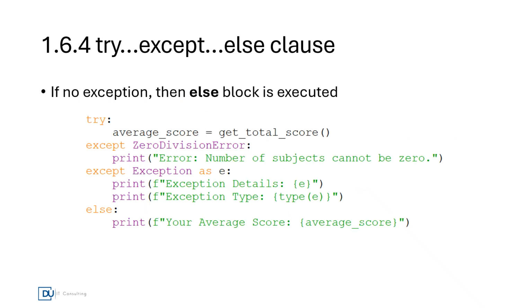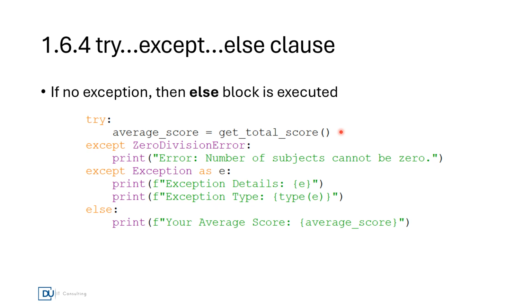Try, except, and else clause. So we'll see a slightly different variation of the code that we wrote, here on the screen. The variation you will see is that there is an else block now available after the except block, and this line, which was previously after the average score line, is moved into the else block. This is because the else block is executed if there is no exception, and this line has to be executed only if there is no exception. So we have moved it into the else block instead of doing it after this line.